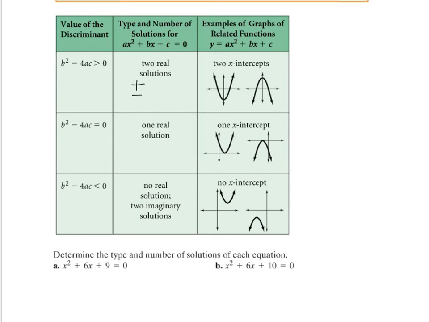If it's 0, it's going to have 1 real solution. Because if you think of the quadratic formula, you're going to have plus or minus the square root of 0. Well, that's just going to cancel out. You don't have to add 0 and subtract 0. It's going to be the same thing. And then the last one is you can have imaginary solutions if the number is negative underneath the square root. It never crosses the x-axis.